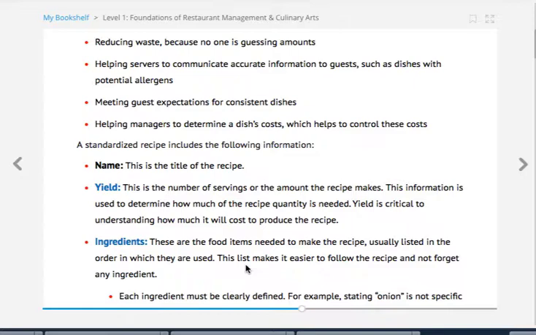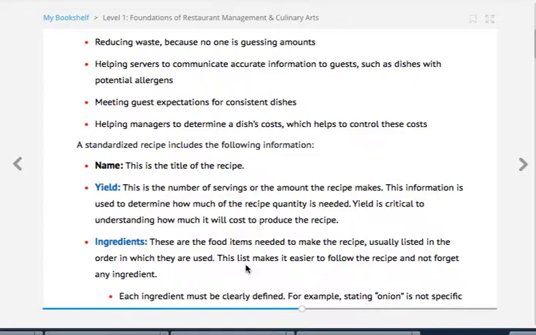The standardized recipe should include the following information. It should have the name of the recipe. It should have the yield, which is the number of servings or the amount that the recipe makes. This is really important in determining how much the recipe quantity is needed. Yield will tell you, after you make that recipe, how much it costs to make one plate.